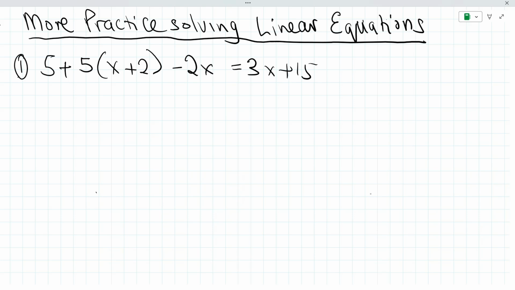to 3x plus 15. So what we do first is to distribute where we need to, where we have parentheses. So this expression then becomes 5 plus 5 into x, which will be 5x, plus 5 into 2, which is 10, and minus our 2x, and this will give us 3x plus 15.